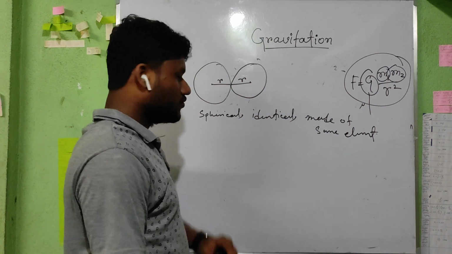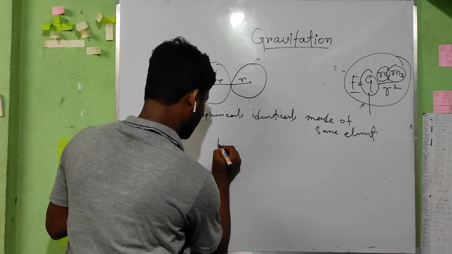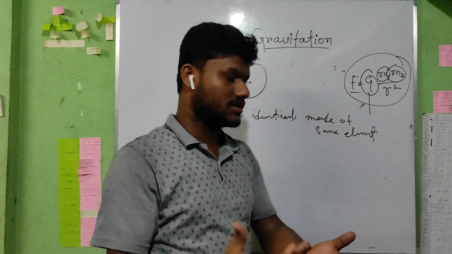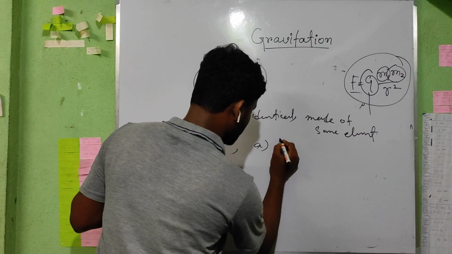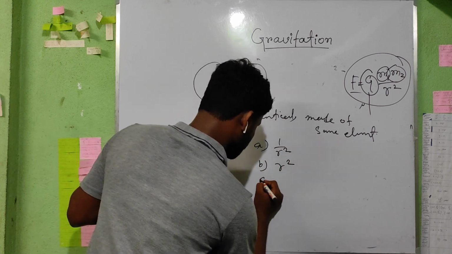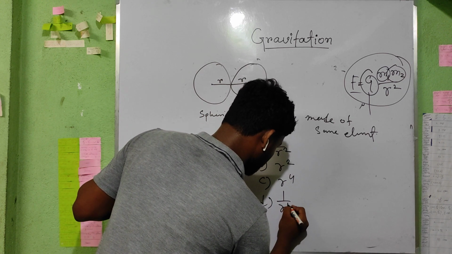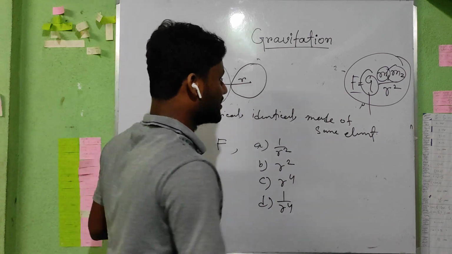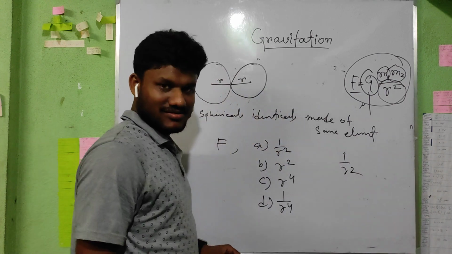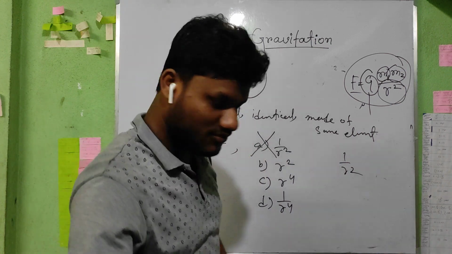Now the question is, if there is a gravitational force F between them, then the force will be proportional to what? The first option is proportional to 1 by r square, second option is proportional to r square, third option is proportional to r to the power 4, fourth option is proportional to 1 by r to the power 4. As you can see, your first guess will be that it will be proportional to 1 by r square. Am I right? But no, this cannot be the answer. Why is that? We have to find out.